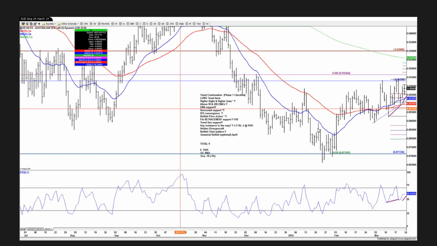Continuation phase 1 long. Yeah. Higher highs, higher lows, above the moving average, yes. Support, yes. Horizontal, bullish price action, fib retracement, trend line support. Yeah, you got it all. Fabulous.